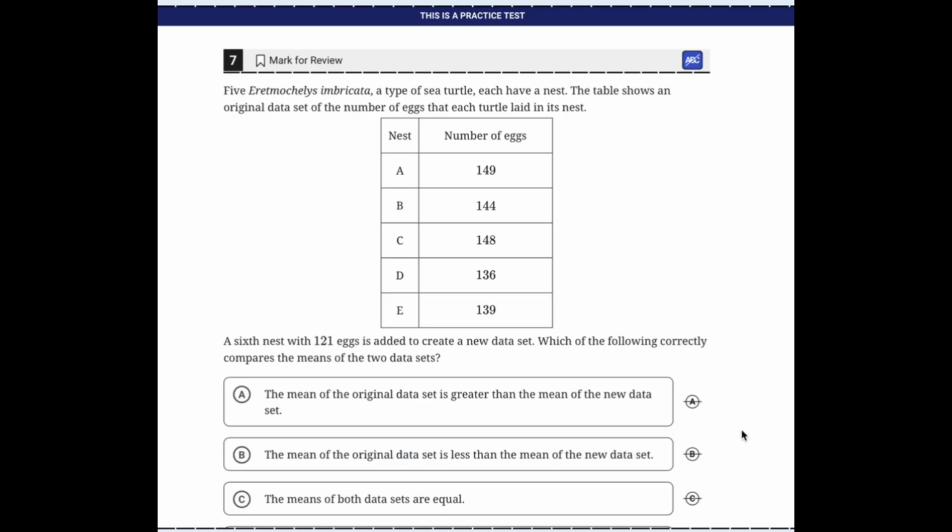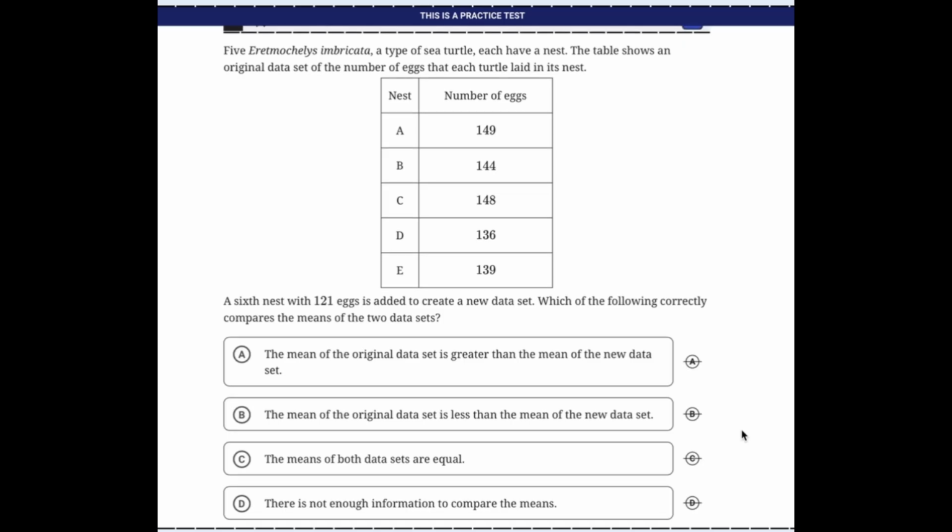This has to do with means. Five, okay, I'm not going to pronounce that, a type of sea turtle, each have a nest. The table shows an original data set of the number of eggs that each turtle laid in its nest. So you have turtle A, B, C, nest A, B, C, and the number of eggs. A sixth nest with 121 eggs is added to create a new data set. It's like F, 121. Which of the following correctly compares the mean of the two data sets?